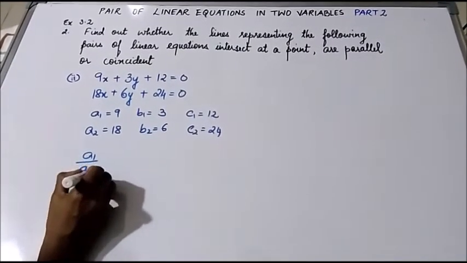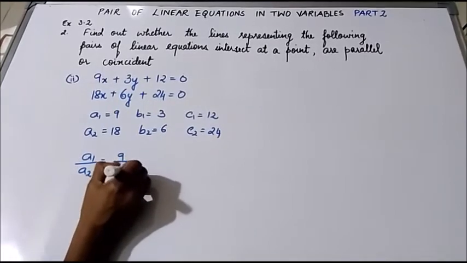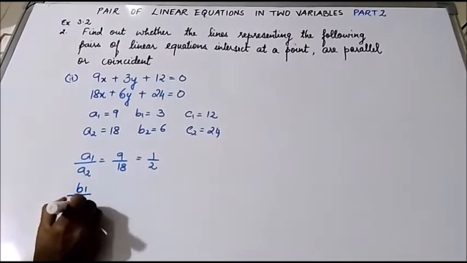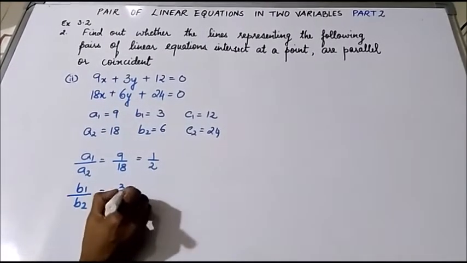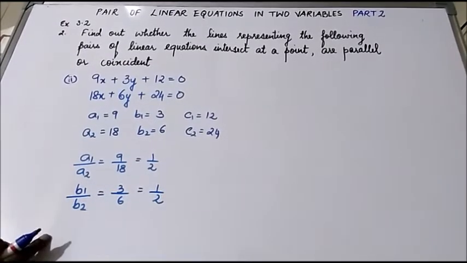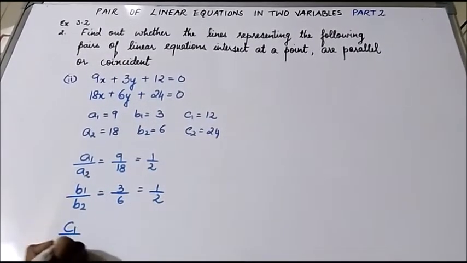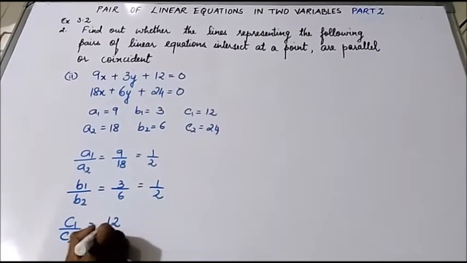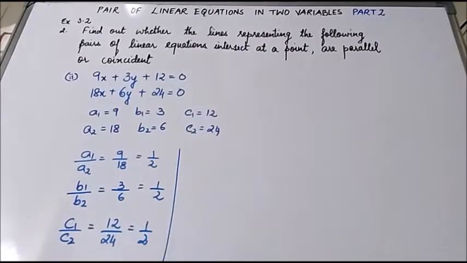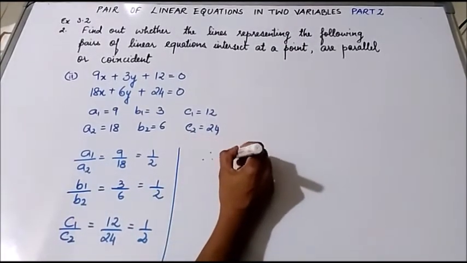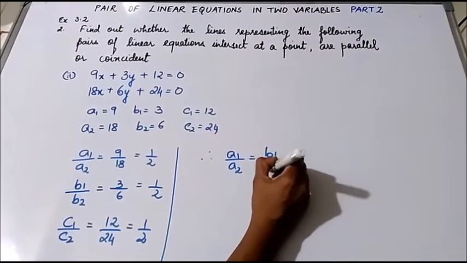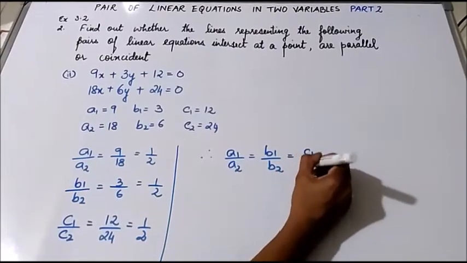A1 by A2 is equal to 9 by 18, that is equal to 1 by 2. B1 by B2 is equal to 3 by 6, that is also 1 by 2. Here we see A1 by A2 is equal to B1 by B2, so we will check even C1 by C2, that is equal to 12 by 24. It once again gives us 1 by 2. What do we get here? Therefore, A1 by A2 is equal to B1 by B2 is equal to C1 by C2.